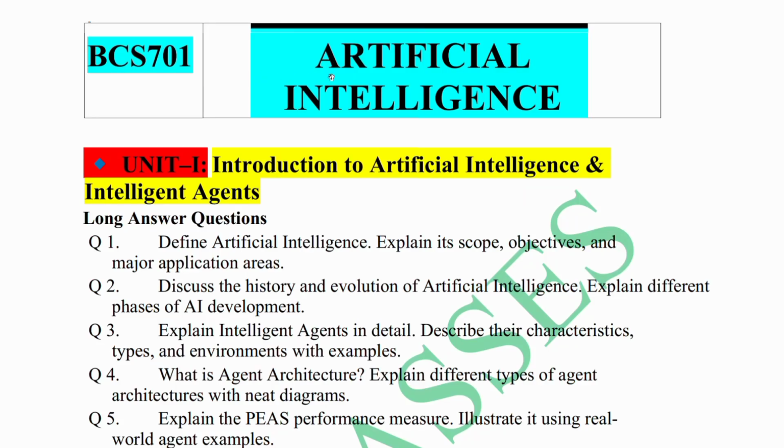Today we will discuss Artificial Intelligence, whose code is BCS701. In this video, we describe the most important questions regarding the AKTU examination for 2025. We discuss the most important questions unit wise. So let's start the video.